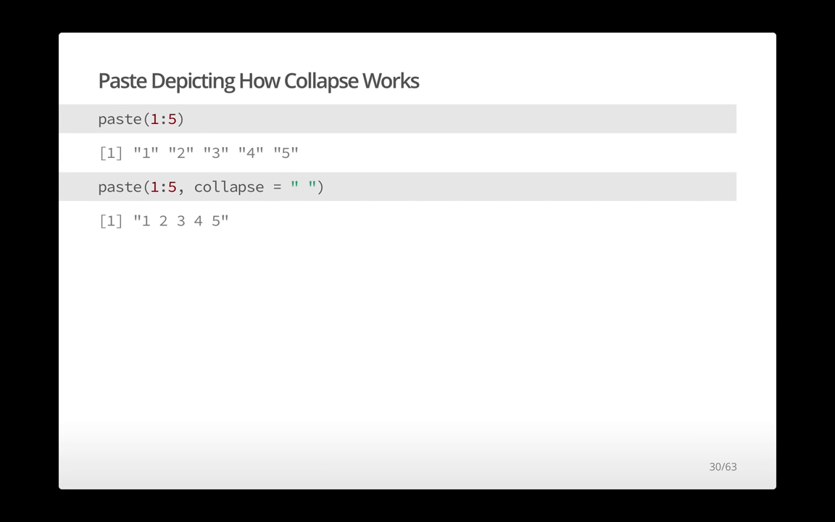Here, you say just paste 1 to 5. It doesn't join them together, because it's only one vector. I'm only going to paste things from this vector and any other vectors that you specify. So the first one doesn't join everything together. But if you want to take 1 to 5 and put it into one big string, that's what collapse does.